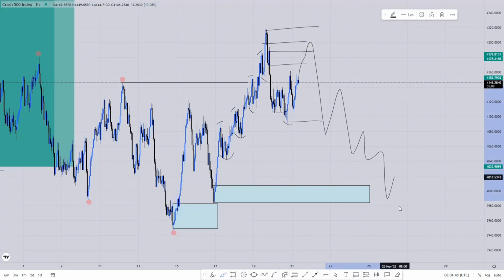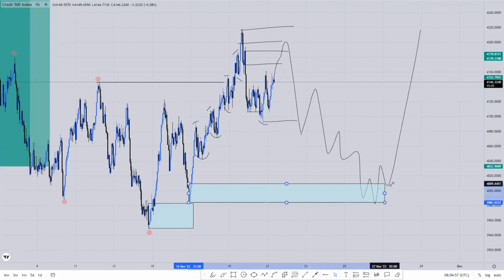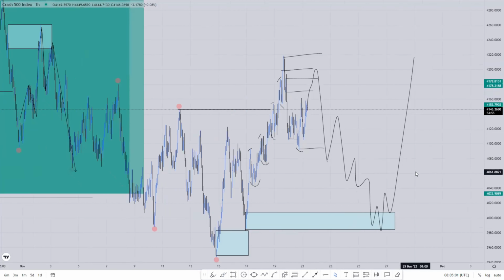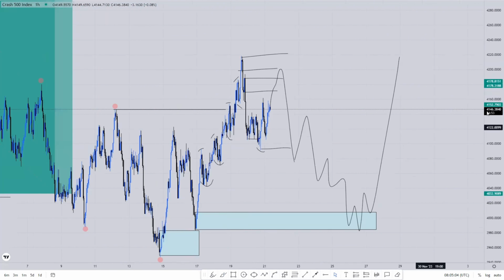Once they tap into their zone, all you need is a shift on the 15-minute. Once you see that shift, it's a confirmation to enter that buy. Basically, our order flow is now bullish, meaning we are now looking forward to buys on Crash 500.